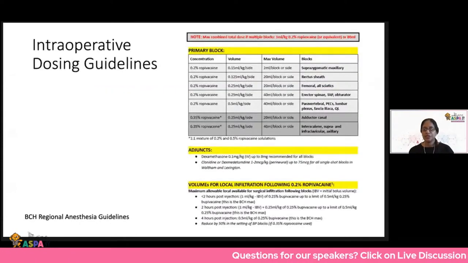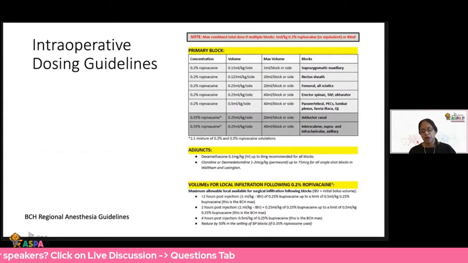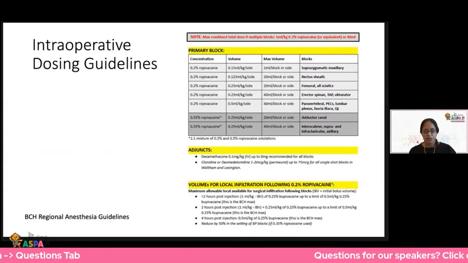And again, just for your reference, when you look back at the slides later, I've included our dosing guidelines intraoperatively for most of the common blocks that we place at Boston Children's Hospital.